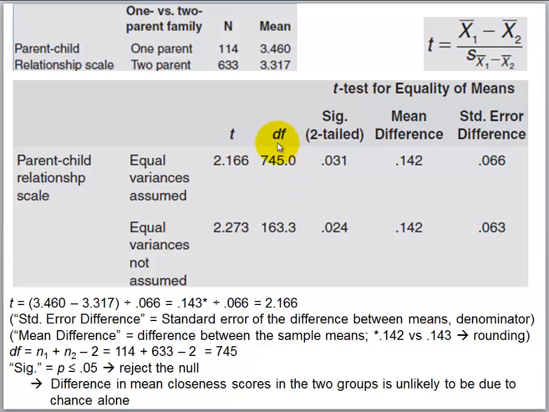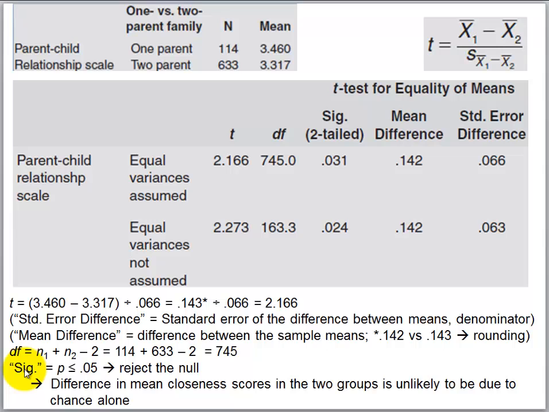Here are degrees of freedom in the equal variances test, 745. Where is that coming from? Well, the sample size in the first sample is 114, that in the second is 633, and so the degrees of freedom formula is presented: N1 plus N2 minus 2, so 114 cases in the first sample plus 633 in the second sample, subtract 2 yields 745 degrees of freedom.